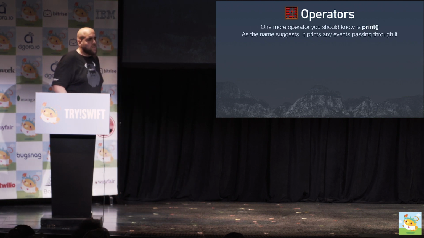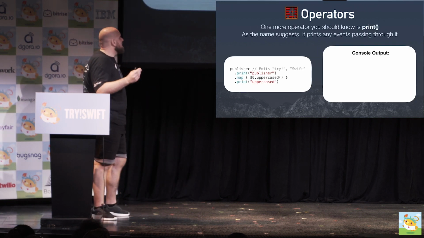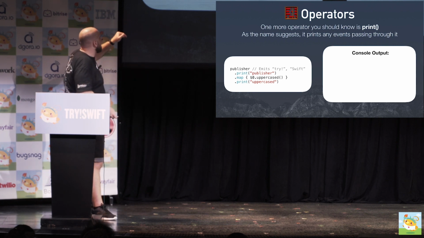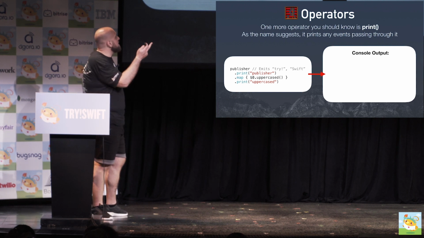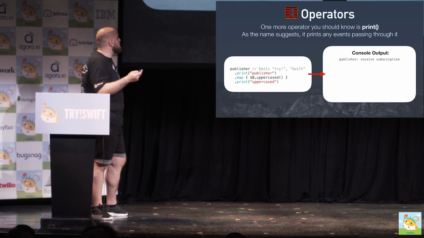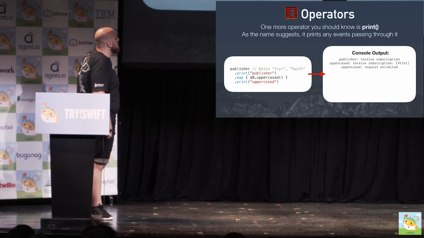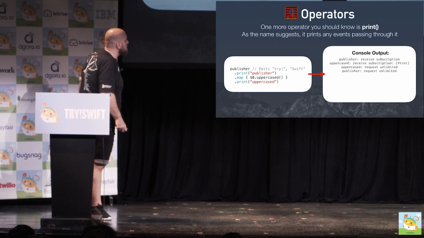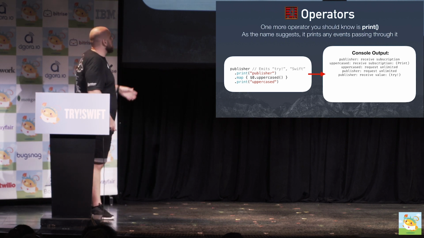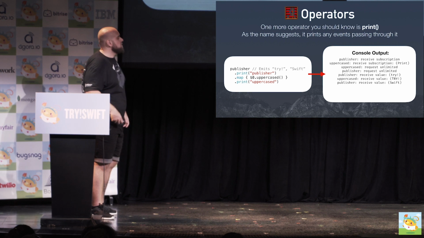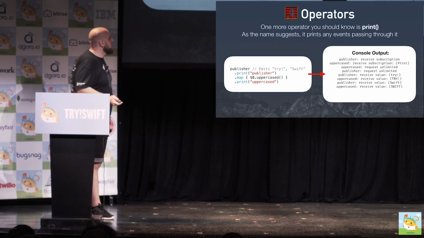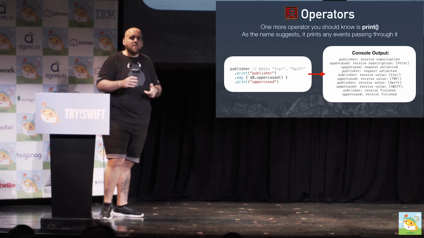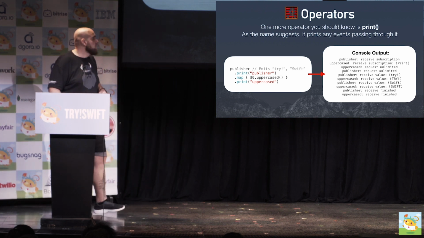Another very useful operator you should know is the print operator. Like the name might hint, it just prints out whatever goes through it. So here I have 2 print operators, publisher and uppercase, and I can see exactly what's happening. I can see there's a subscription to the first one, and then for the second one, then I see there's a request for unlimited. This is the demand of the back pressure we discussed earlier, unlimited demand in this case. Then we get the first value, then the uppercase value, then the second value, then the uppercase value, and eventually both of them finish. And this is a really useful way to debug once things aren't behaving as you expect them to inside Combine code.